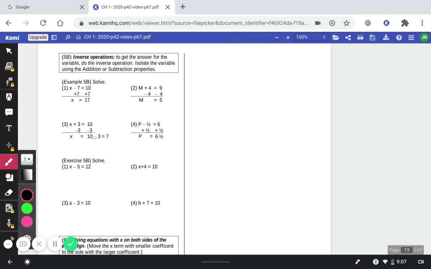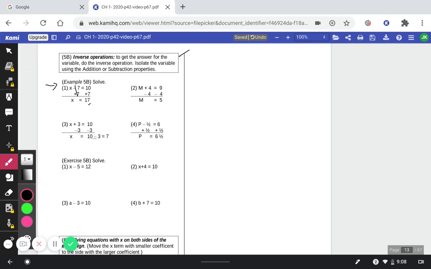Now, I already talked about something called inverse operation. Inverse operations are used to get the solution for the variable. You isolate the variable using the addition and subtraction properties. So if you see example 5a, solve x minus 7 equals 10. How do you solve it? You add 7 on both sides, which is the inverse operation of minus 7 with x. So the left side becomes x alone, and the right side becomes 17. Does everybody understand that?